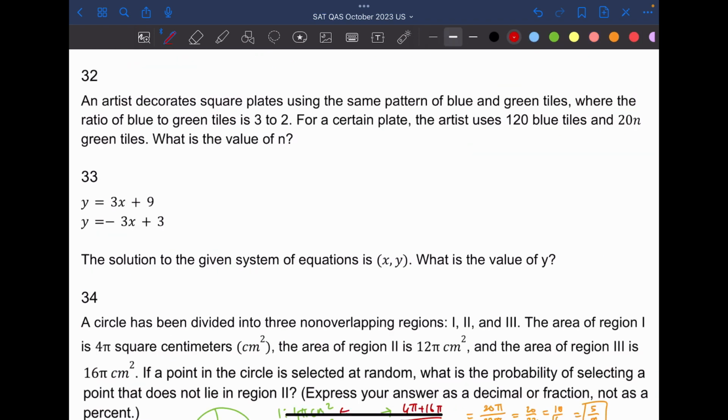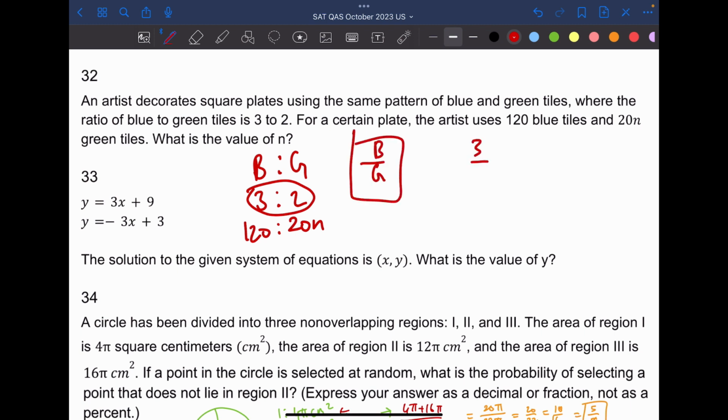Okay, question number 32. An artist decorates square plates using the same pattern of blue and green tiles, where the ratio of blue to green tiles is 3 to 2. So blue to green is 3 to 2. Okay, and then for a certain plate, the artist uses 120 blue tiles and 20N green tiles. So 120 to 20N. And then what is the value of N? So if this is a ratio, we can write it as a fraction, because all ratios are basically fractions. So let's do blue over green. That's what my fraction is going to look like.